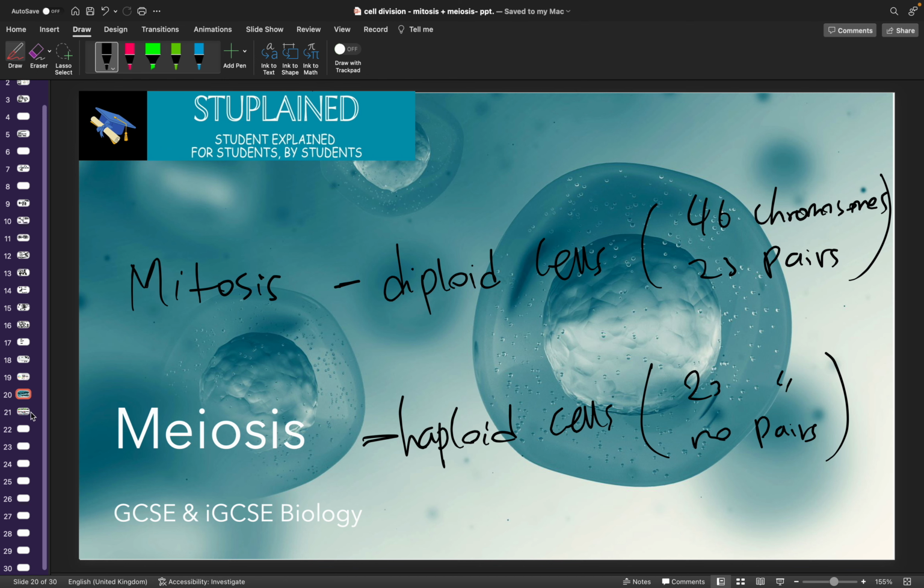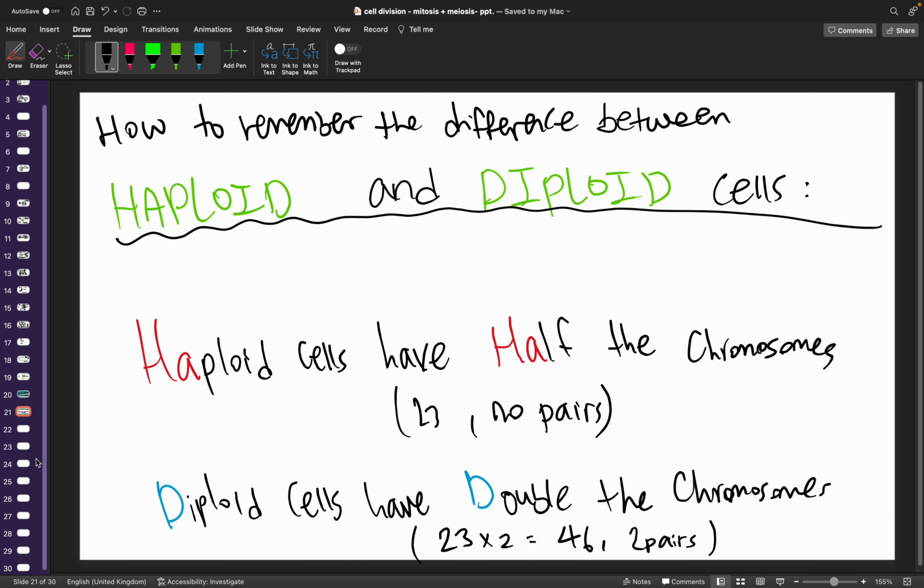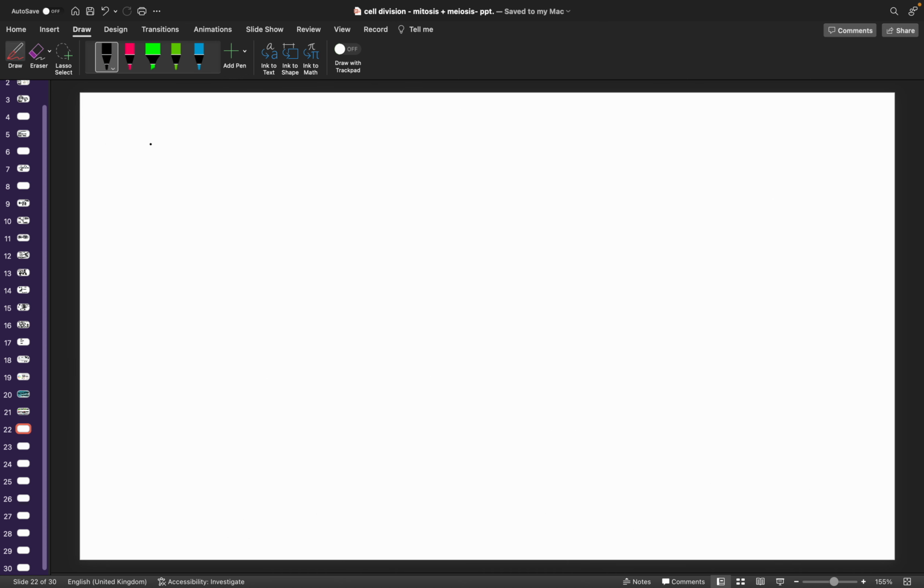I'll compare the difference between mitosis and meiosis in just a second. Just so you know the difference between haploid and diploid cells, there's a really easy way to remember the difference. Haploid cells have half the chromosomes as diploid cells, which have double the chromosomes in pairs. That's the key point that you need to know for your GCSEs. Alright, let's take a look at the difference between mitosis and meiosis.